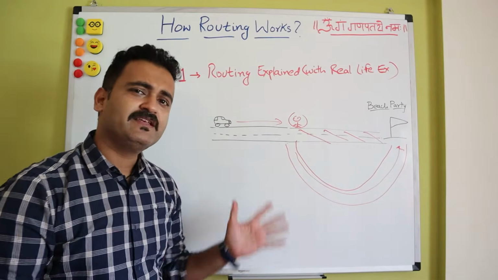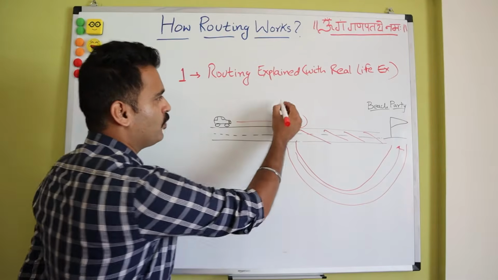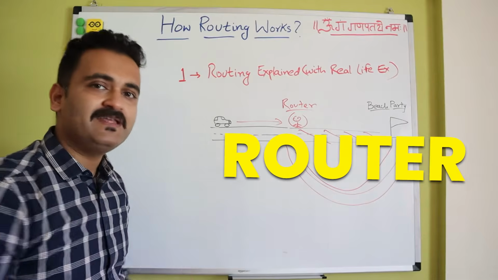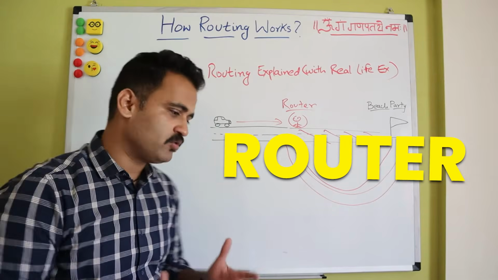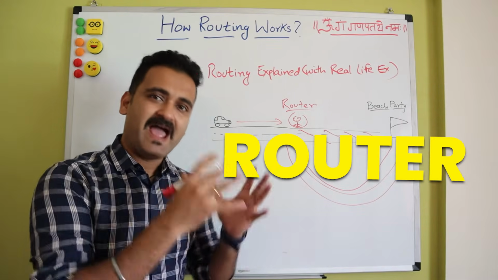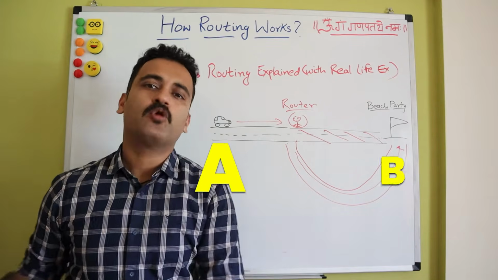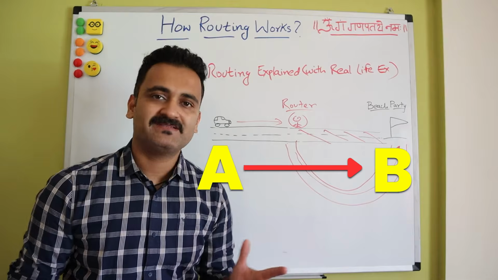So who was this guy? This guy in networking terms was actually playing the role of a router. So basically, routing is all about helping one system to send information from point A to point B. Routing is as simple as that.